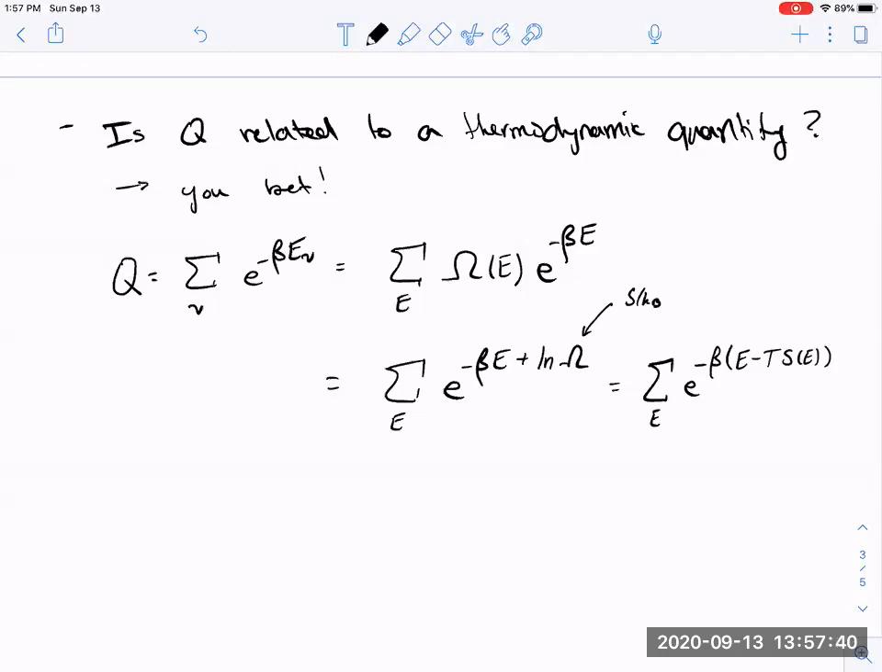Now look at that. Isn't that interesting? We've naturally arrived at e to the minus beta, E minus TS. Now, this is an energy and S, which are quantities we have to sum over, but in a thermodynamic system, in a system which is large, we can imagine that this sum is going to be dominated by a single energy, the most typical value of the energy. Let's denote that E star.